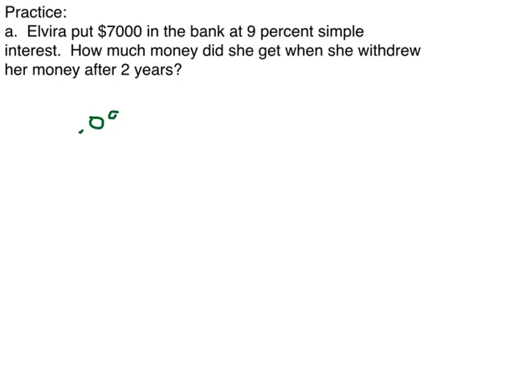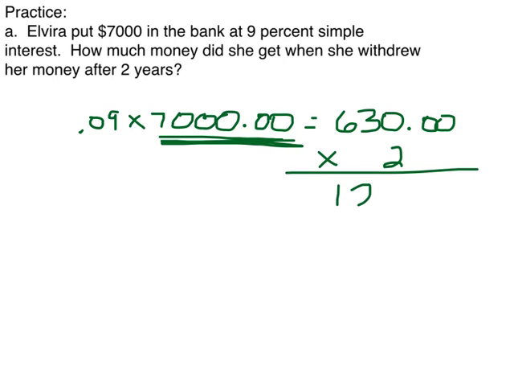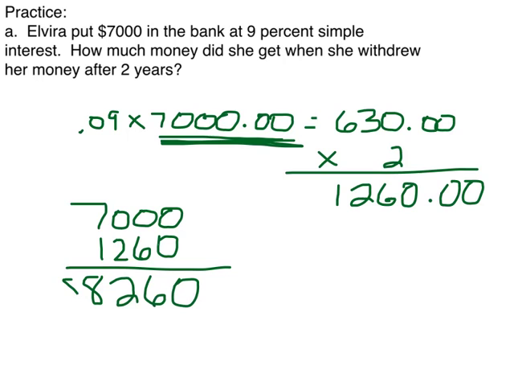Okay, so your first practice problem says Elvira put $7,000 in the bank at 9% simple interest. So her rate is 0.09 times $7,000. That equals $630 in interest that she's going to make that first year. Now at simple interest, they're going to be paying her on this amount every year. So for 2 years, that's $1,260. You add that to the original $7,000, and at the end of 2 years, she's going to have $8,260 in the bank.